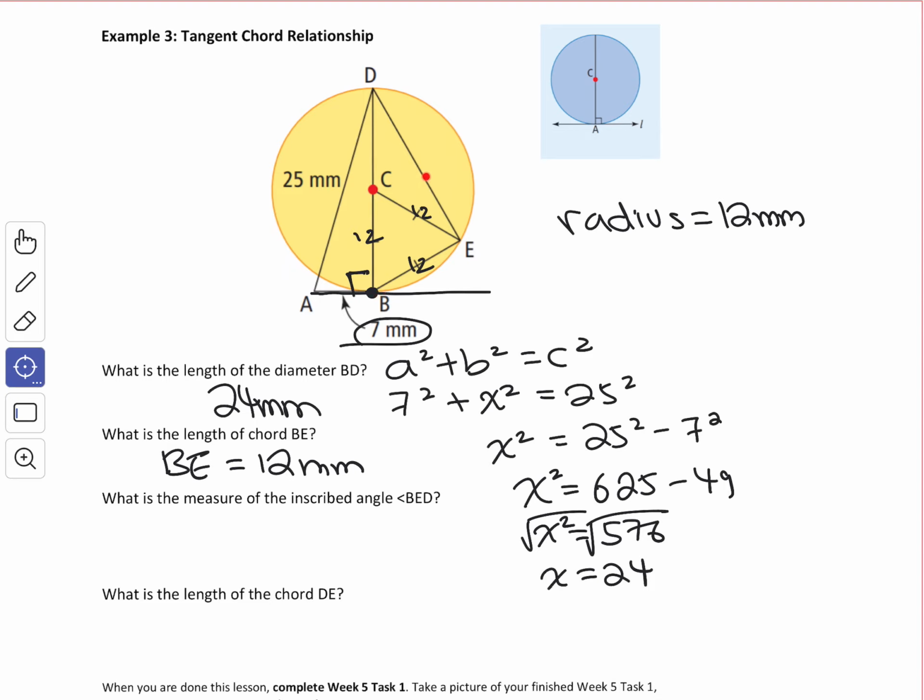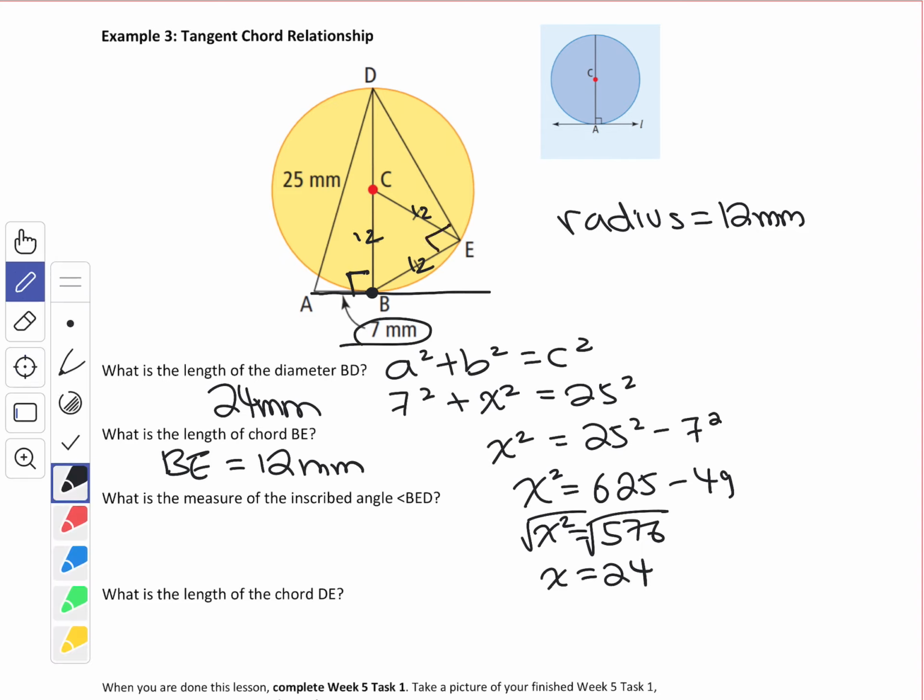And now it asks, what is the measure of the inscribed angle BED? BED, right here. This goes back to last week's lesson, remember? An inscribed angle is formed from chord BD, which is the diameter, and this is 180 degrees. The inscribed angle is half of that, so BED is going to form a 90 degrees angle. So angle BED is 90 degrees.